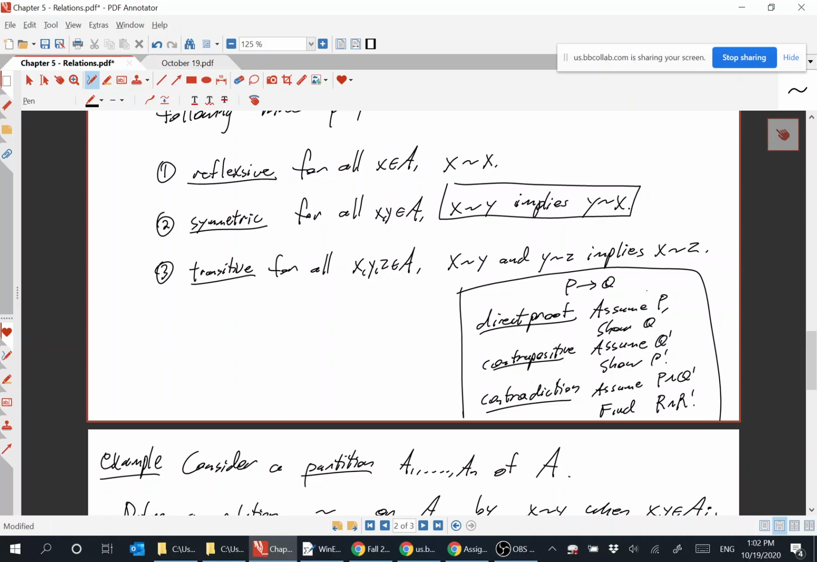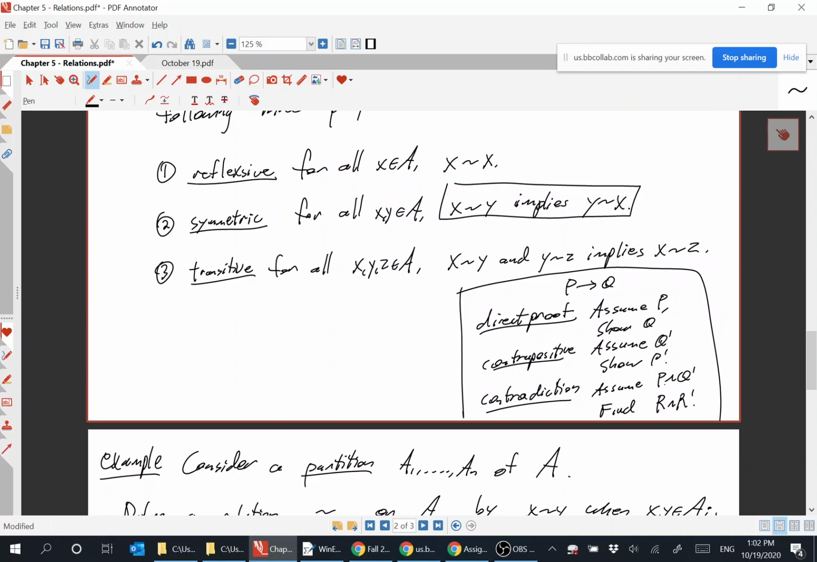Assume P is true. This person is doing a direct proof. Assume Q is false, or assume Q naught is true. This person is doing contrapositive. By way of contradiction, assume P and Q naught is true, P is true and Q is false. This person is doing a contradiction.